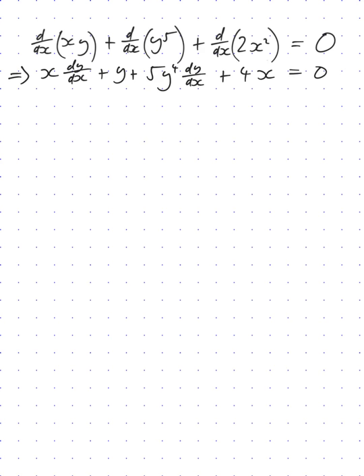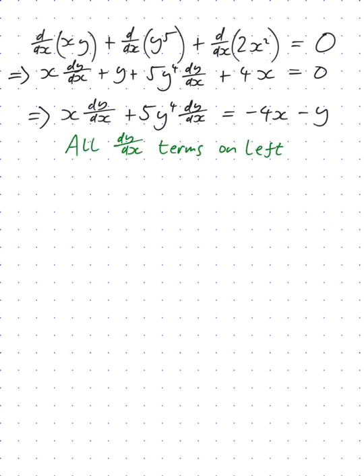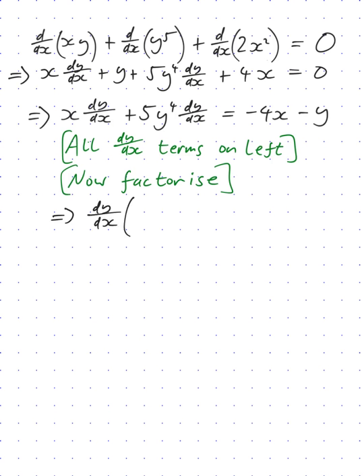Next, we gather all the terms with dy/dx in them on the left hand side in order to solve for dy/dx, and we put the other terms over to the right hand side. Now we're going to factorize the left hand side of the equation. We take out that dy/dx term from both of those terms, so we get dy/dx times x plus 5y to the power of 4. If you multiplied that out, you'd get back to the previous line.